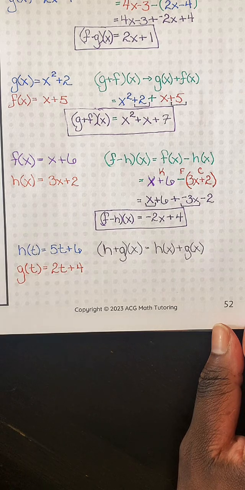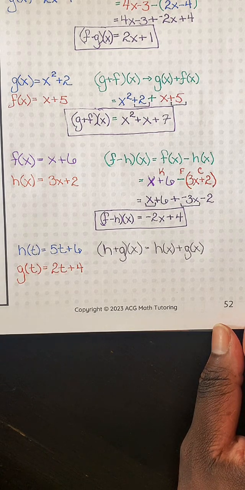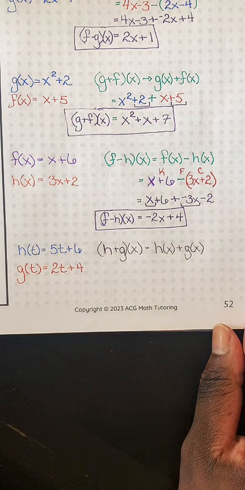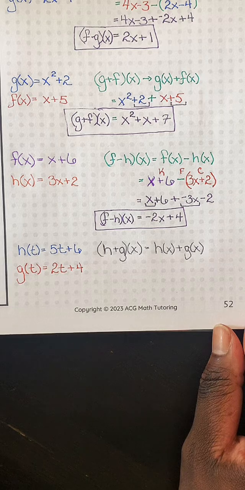Okay. So Austin is saying 7t plus 10. Any other answers? Do we agree?